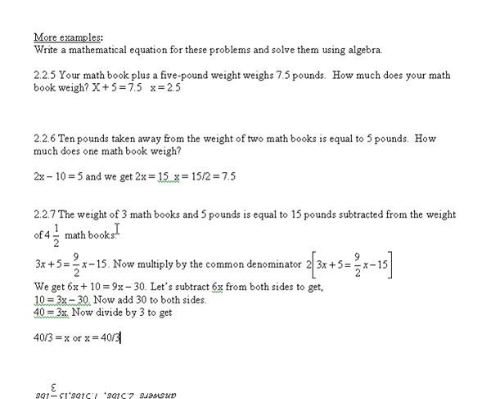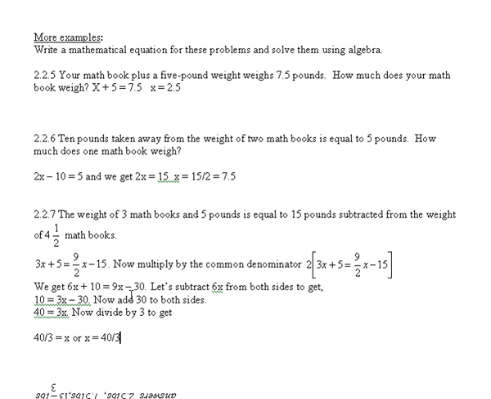Here's the problem again. The weight of 3 math books and 5 pounds, so 3x plus 5, equals 15 subtracted from, subtract the 15 from, the weight of 4.5 math books. Okay, well 4.5, as we said, was 9/2, and it's times the weight of a math book, x. So we get this equation, 3x plus 5 equals 9/2x minus 15. Multiply by the common denominator, which is 2. So I'll do that here.